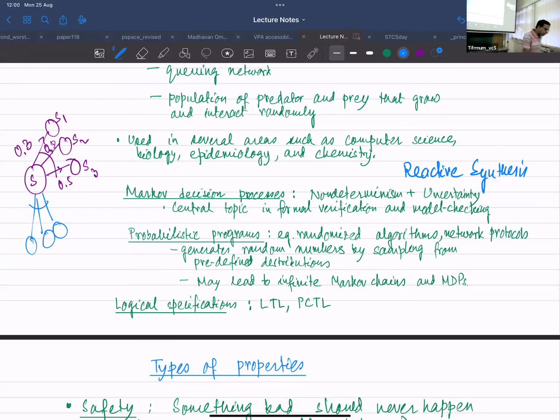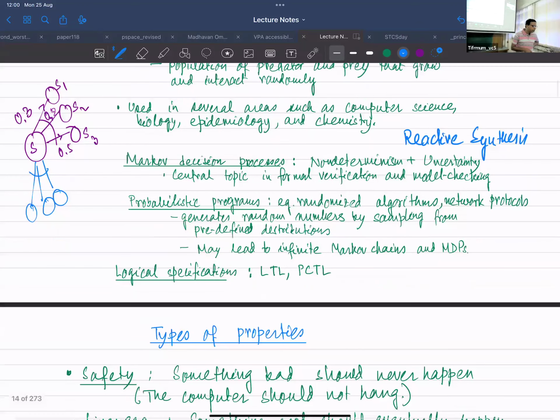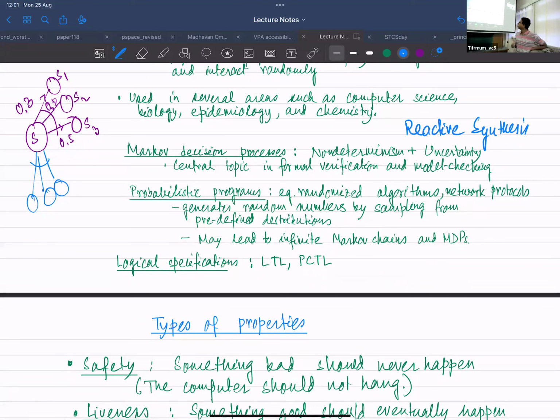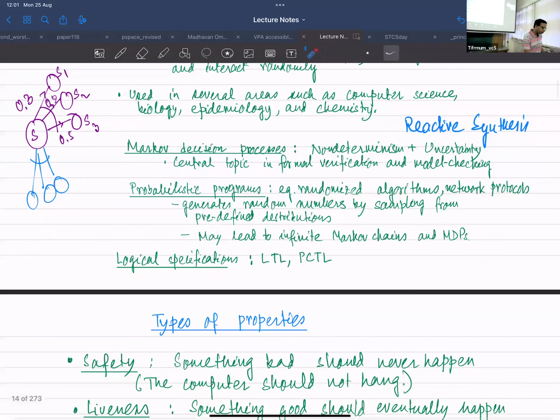And these things are also used in probabilistic programs. So what are probabilistic programs? These are usually programs which have access to some samplers that can generate random numbers from predefined distributions. For example, when you use some kind of a seed and rand of some seed in your program, these are usually examples of probabilistic programs. And all our randomized algorithms and network protocols are examples of probabilistic programs.